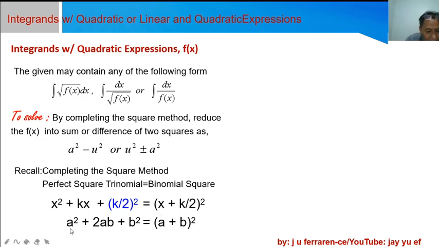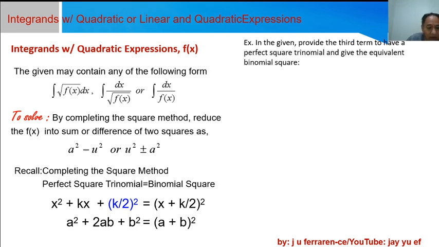A perfect square trinomial is a squared plus 2ab plus b squared. That's equal to the square of a plus b. When this is minus, it's also minus in between. Okay? So for example, just to familiarize on how to arrive at a perfect square trinomial and a binomial square, if this is the expression and you are asked to give the third term to have a perfect square trinomial and then equivalently give the binomial square.